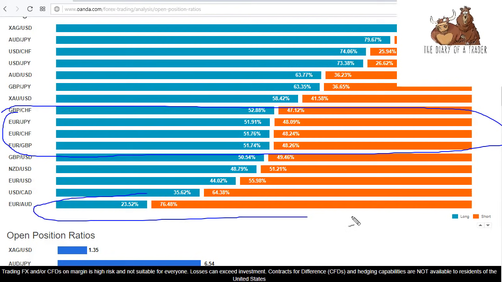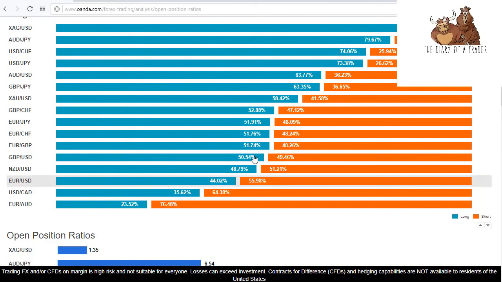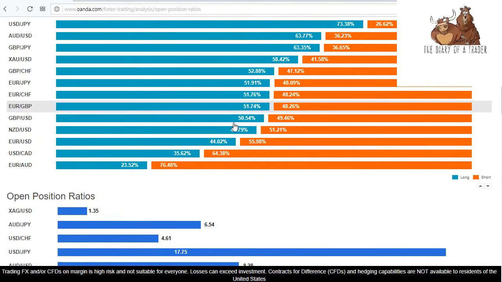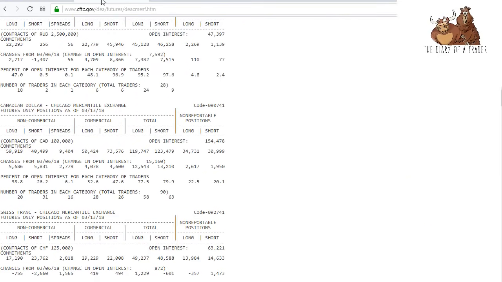But when something is completely out of whack like this, and you get a long setup, you know that there's going to be a lot of short covering, and that could send the market much higher. And again, it's not like they always lose. It's just statistically over the longer term, they do tend to lose.